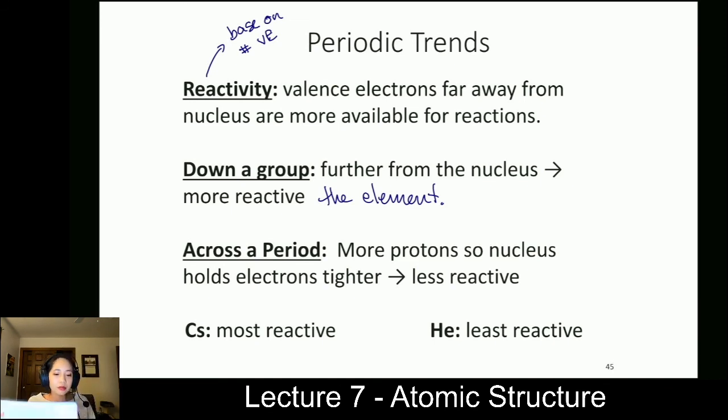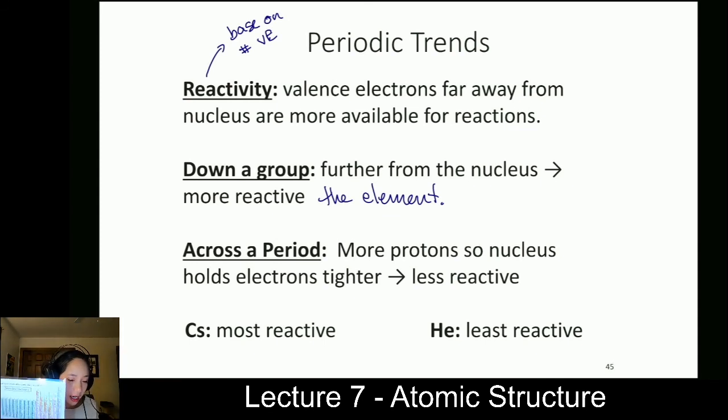So as you go down a group, let's look at group 1A. We go down from lithium all the way down to cesium, the 1A elements, the alkali metals. Lithium will be the least reactive, while cesium will be the most reactive within this group, because cesium has its valence electron furthest away from the nucleus. That kid is the furthest away from its parent, and it's going to run amok.